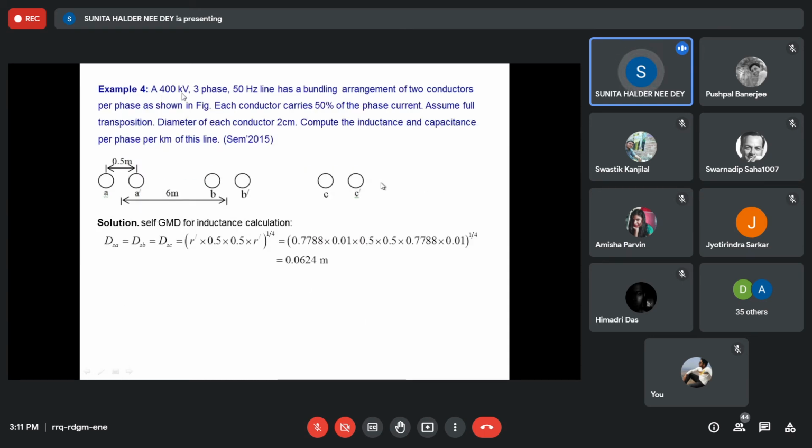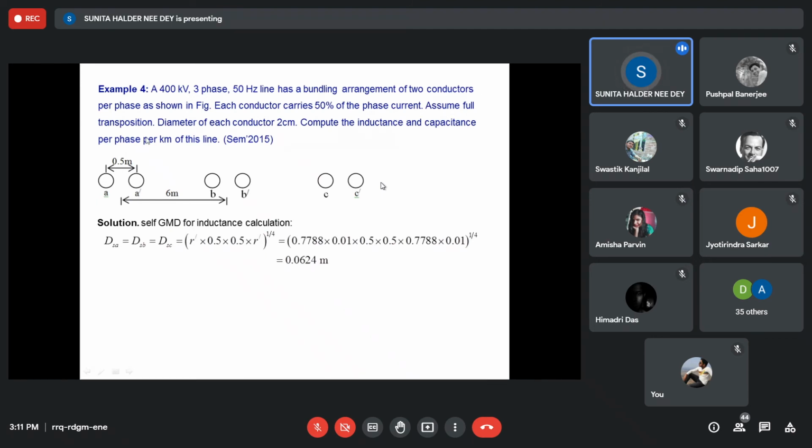So, a 400 kV three phase 50 Hz line. Here it is written that there are two conductors in each phase. These conductors are actually bundled conductors. Each conductor carries 50% of the phase current. What does it mean? That means each of the two conductors carries 50%, so I by 2, I by 2. They are carrying the same current, and they are similar type of conductors.